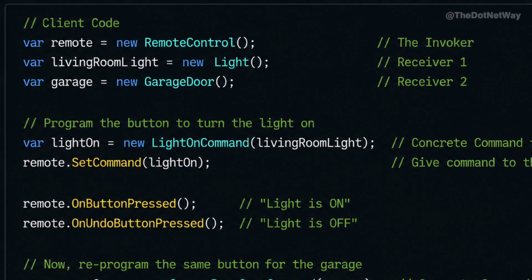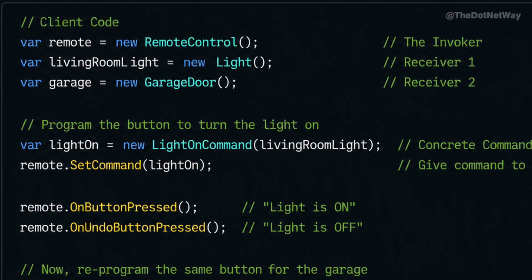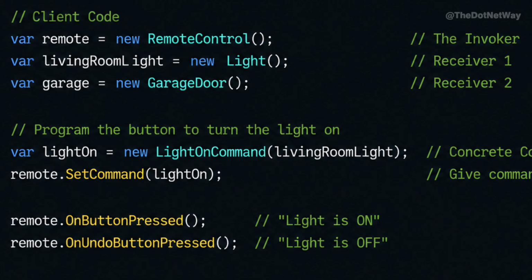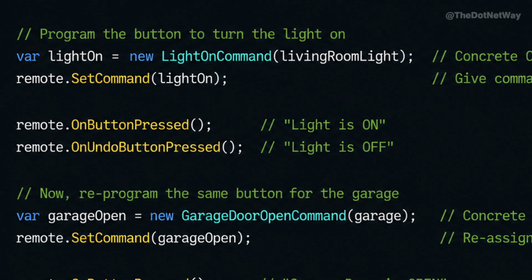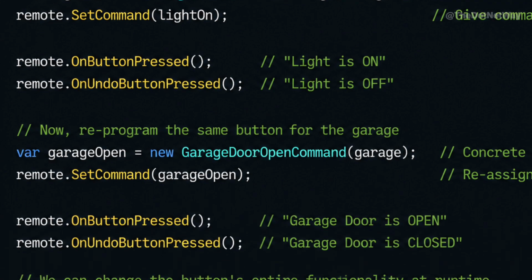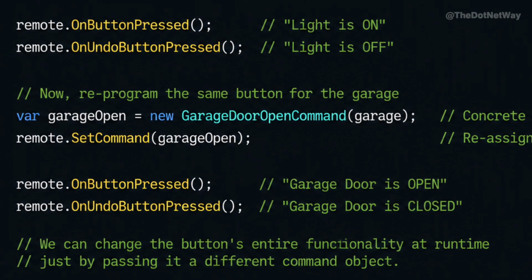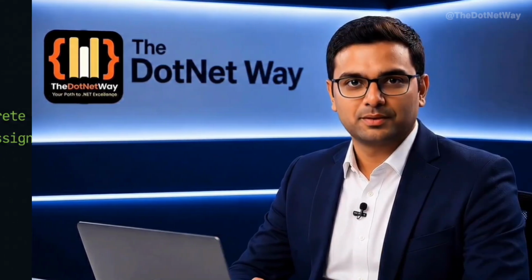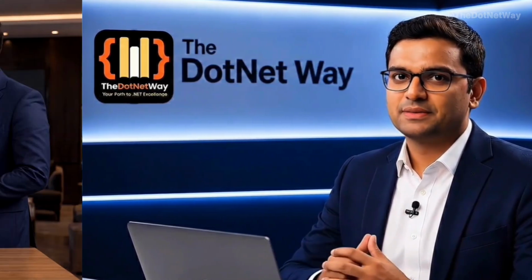The client code is now responsible for wiring everything together. It creates the receivers, creates the specific command, and then gives that command to the invoker. We can change the button's entire functionality at runtime just by passing it a different command object. What are the main benefits of using the command pattern here?